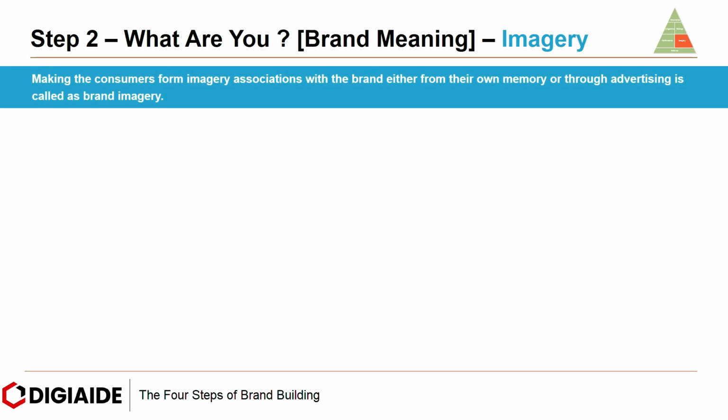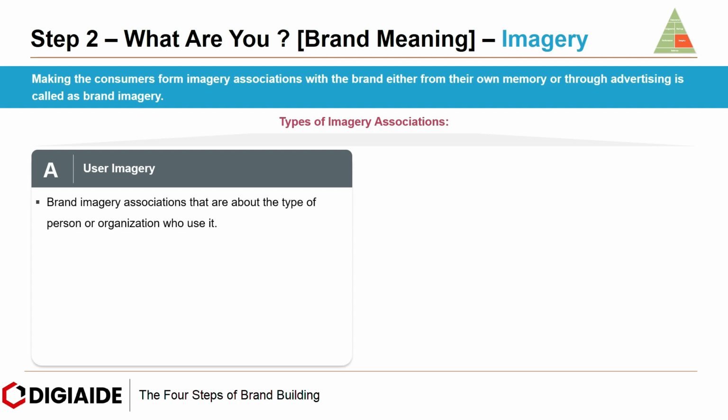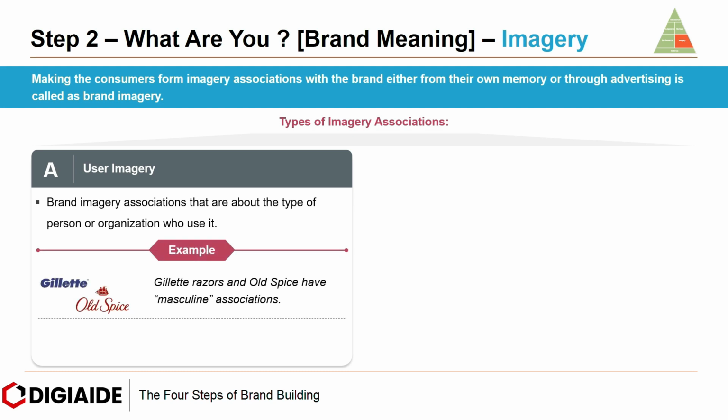Moving forward, making the consumers form imagery association with the brand, either from their own memory or through advertising, is called brand imagery. There are 4 types of imagery. Let's look at the first one, user imagery. Brand imagery associations that are about the type of person or organization who use it. For instance, Gillette razors and Old Spice have very masculine association, whereas Bobbi Brown and Whisper are feminine association.